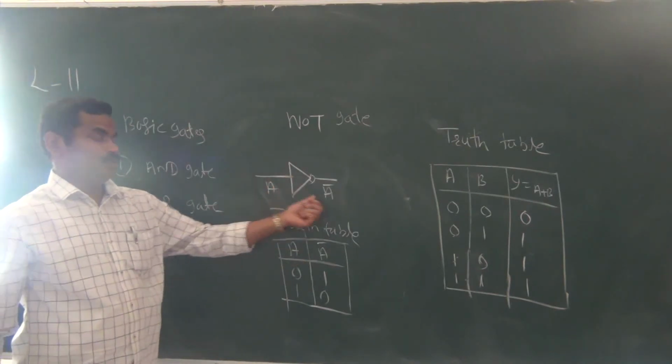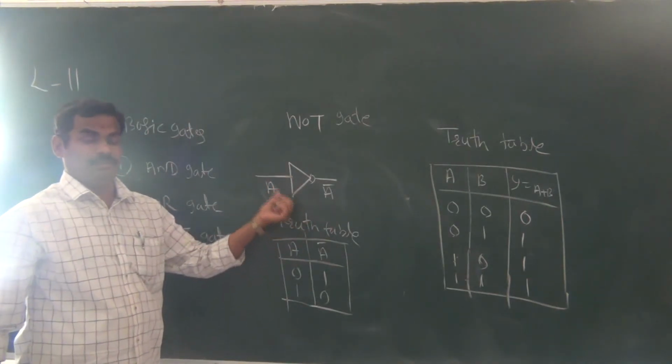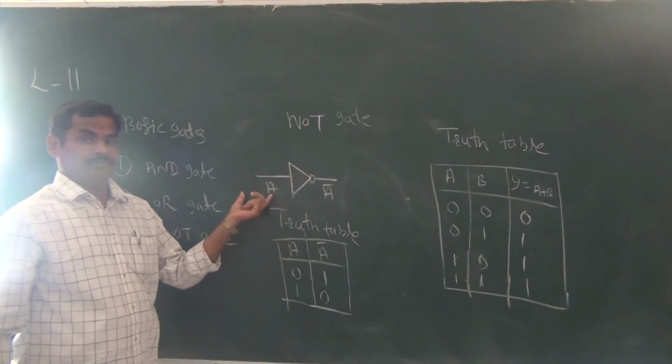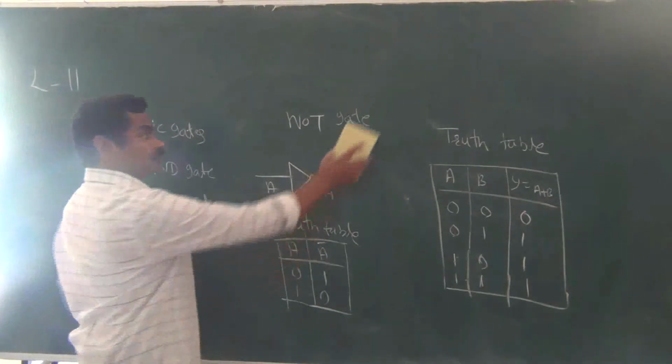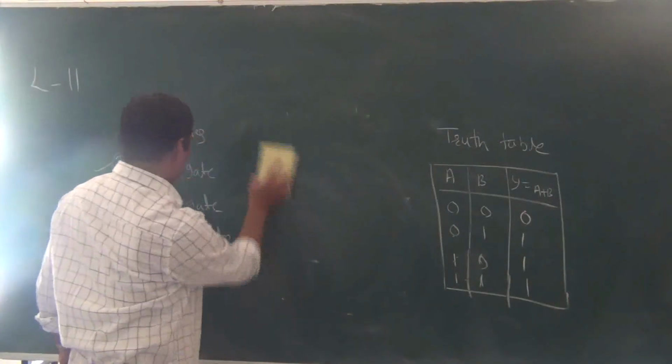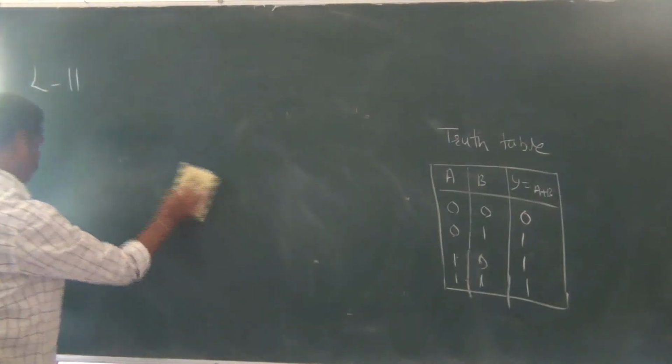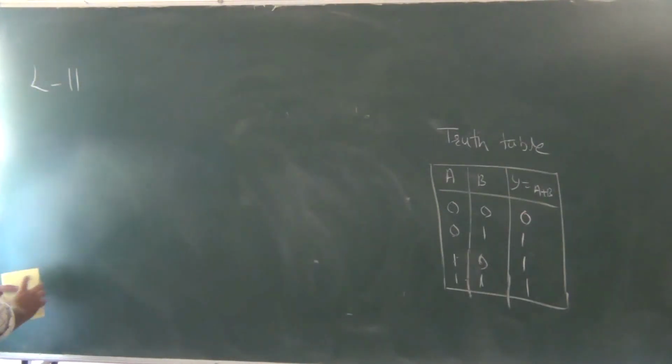Here there is only one input and one output. Both are complements of each other. Both are reverse, opposite to each other. This is about the simple NOT gate. Then we go last to the universal gates.